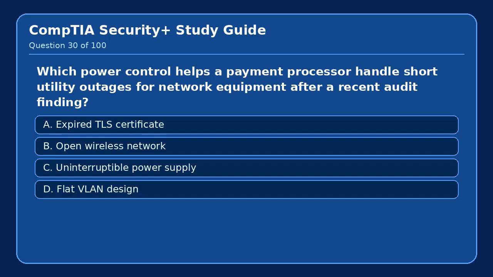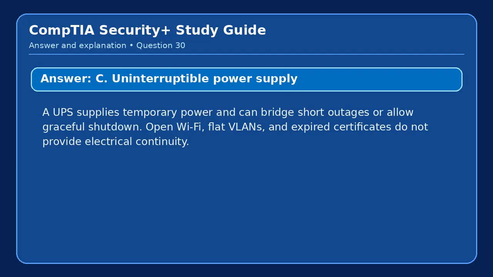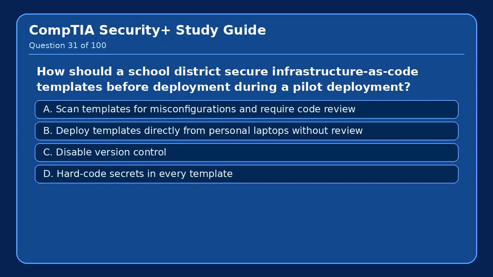Take a moment to choose your answer. The answer is A. Scan templates for misconfigurations and require code review. Scanning and review catch insecure settings before they become live infrastructure. Unreviewed deployments, hard-coded secrets, and no version control increase cloud risk.